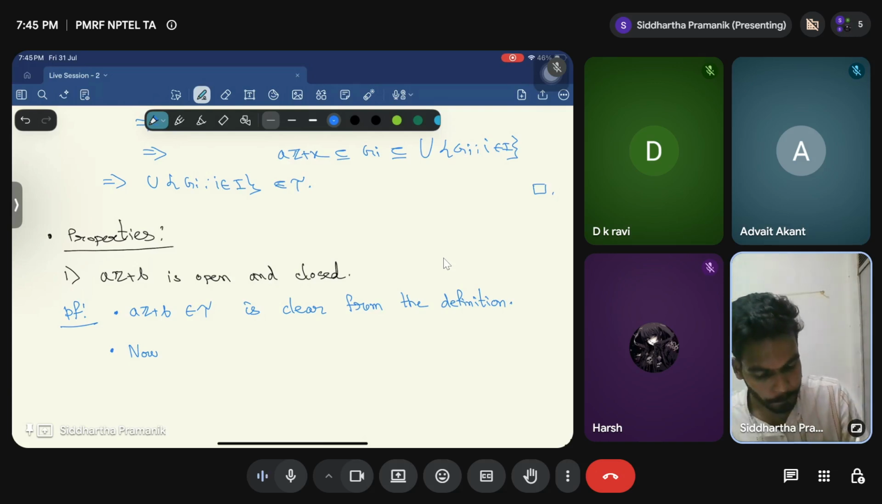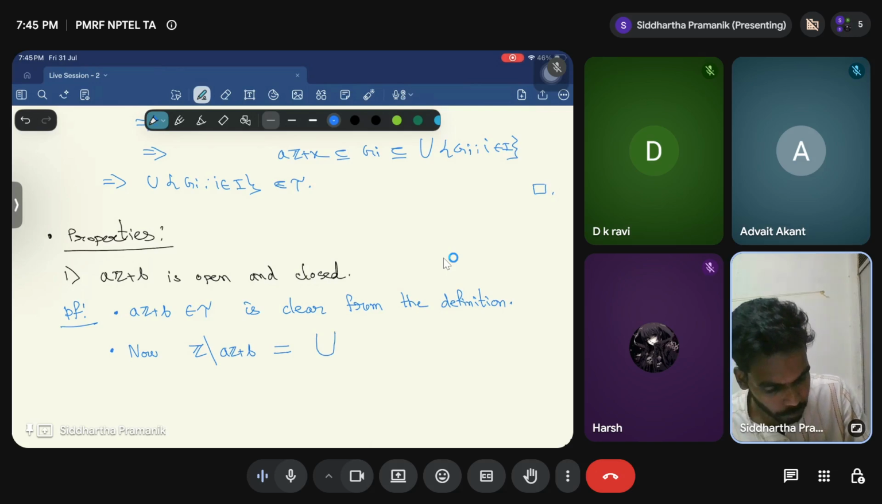So what about the complement of this set? So what is Z minus Az plus B? You can check that this set is precisely the union of Az plus B plus i, where i is running from 1 to a minus 1.